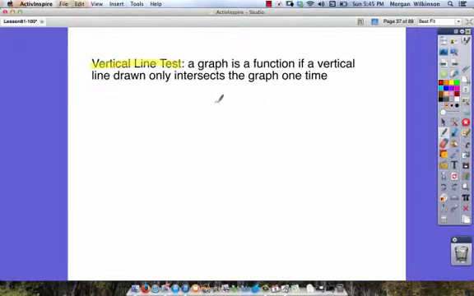The vertical line test. The vertical line test tells us that a graph is a function if a vertical line drawn only intersects the graph one time. Please pause the video to get that written down.